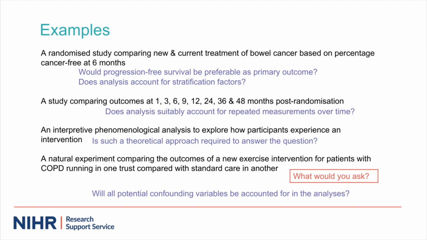A natural experiment comparing the outcomes of a new exercise intervention for patients with COPD, running in one trust compared with standard care in another. This sort of thing might you ask. An obvious one being, will the potential confounding variables be accounted for in analysis? And it would be quite difficult to do that.